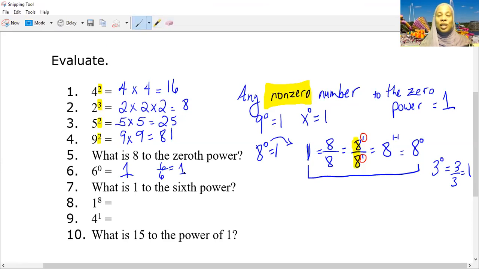Okay, any non-zero number divided by itself is equal to 1. All right, so what is 1 to the 6th power? So we have 1 to the 6th power. That means we write 1 6 times. Oh my goodness, a lot of ones. You write 1 6 times.